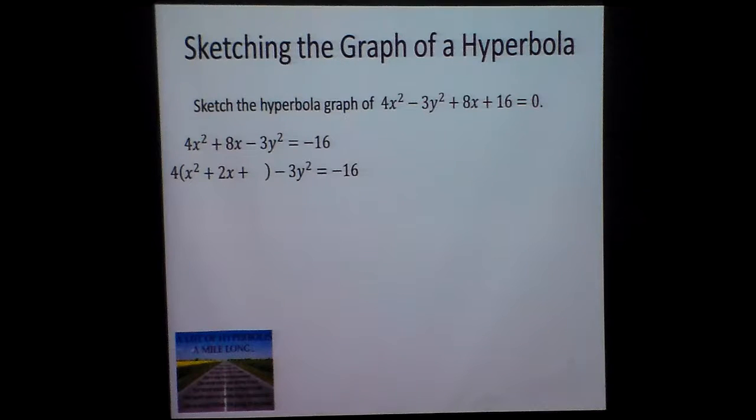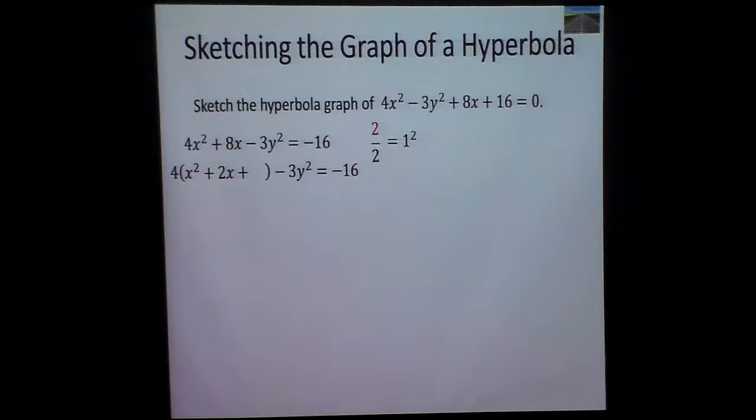I'm now going to take that 2 divided by 2, which is 1, which I'm going to square, which is 1. But actually, when I put a 1 there, I really added 4. So I've got to add that 4 times 1 there. So that makes it up to negative 12.